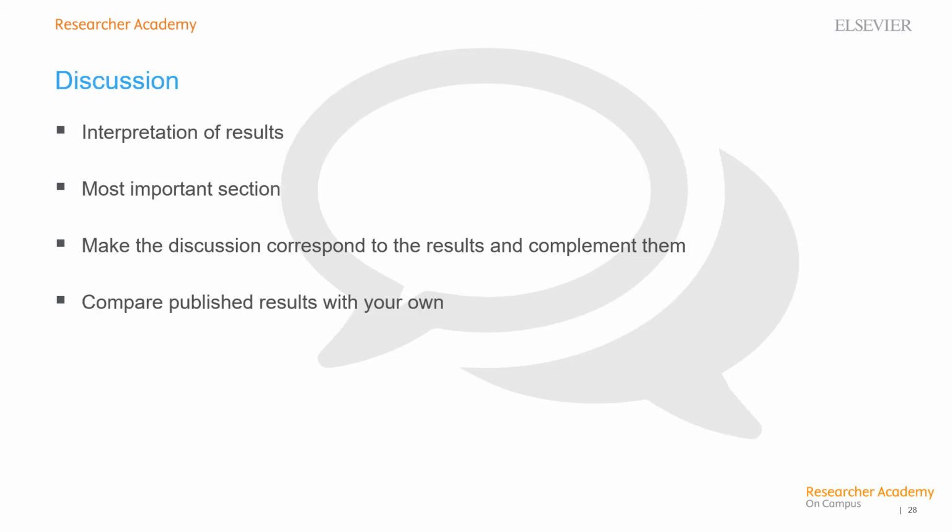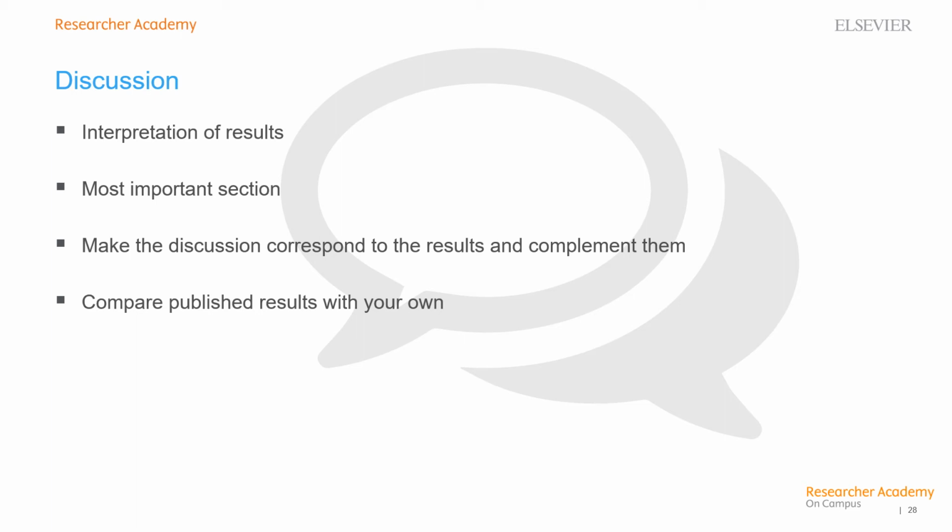So the discussion section is where you interpret what your results mean. This is the most important section of the whole article. This is where you get the chance to really sell your data. A huge number of manuscripts are rejected because the discussion is weak or only includes mere description of the results. Make sure that the discussion corresponds to and complements the results, but do not simply repeat the results here.